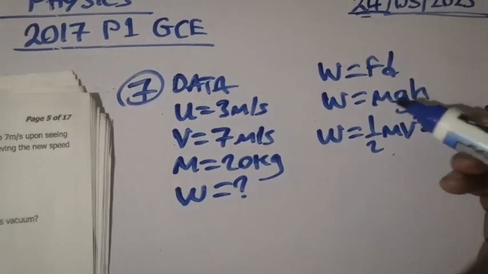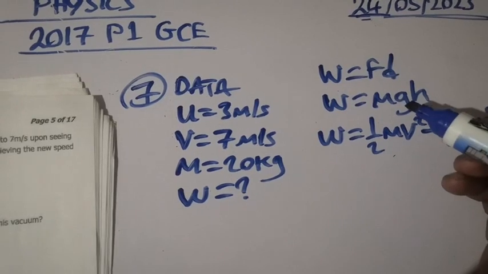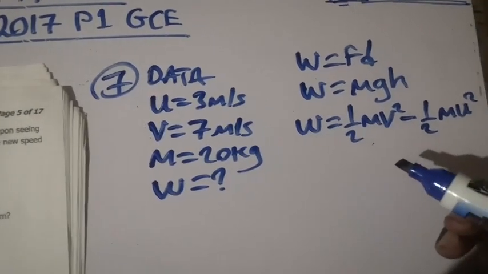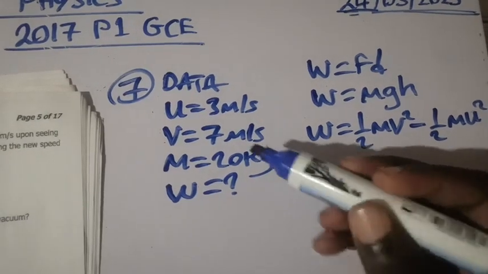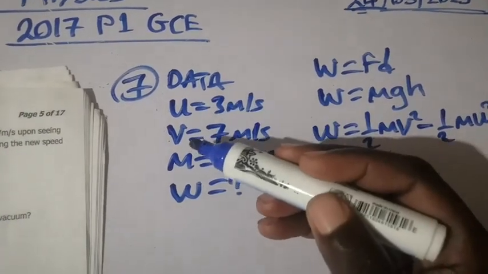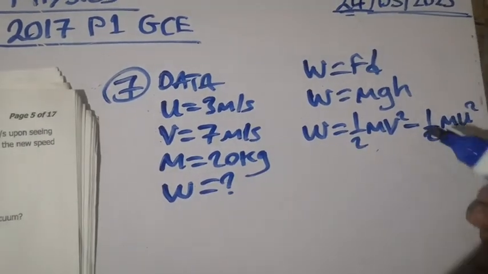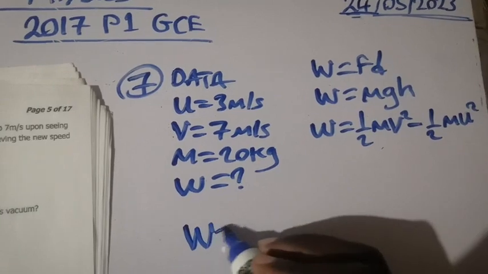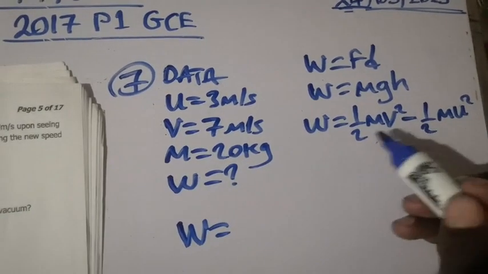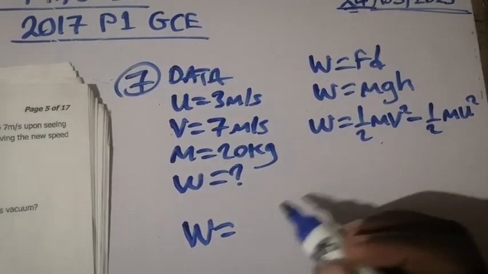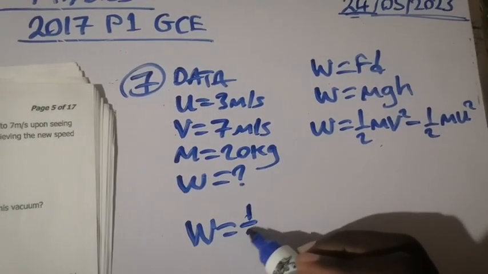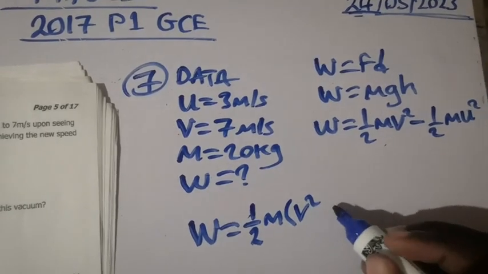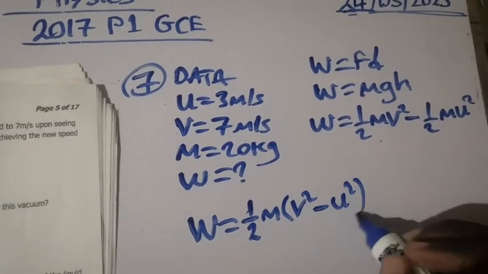If we consider the first equation, it is not qualifying, even the second equation. But the third one is qualifying because we have the initial velocity and final velocity given. So we are going to use the third equation, which is work done equal to, so we can factorize what is common here. So we'll say half m, then we'll remain with v squared minus u squared.